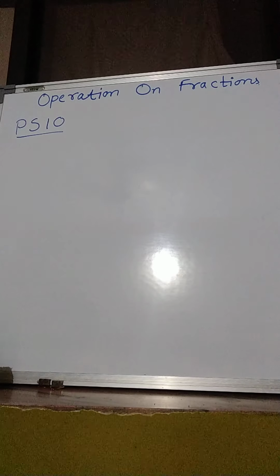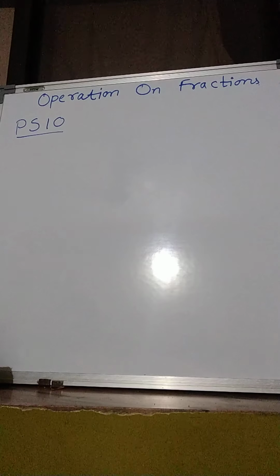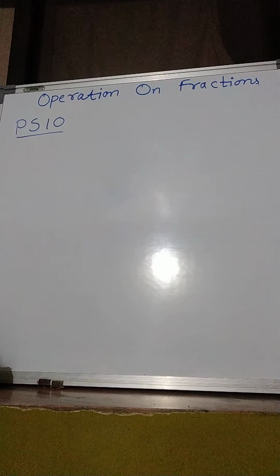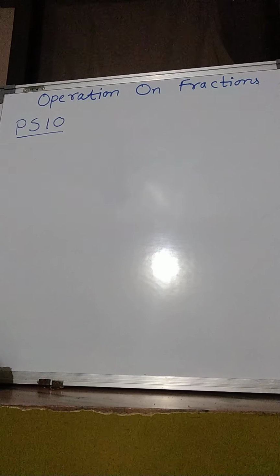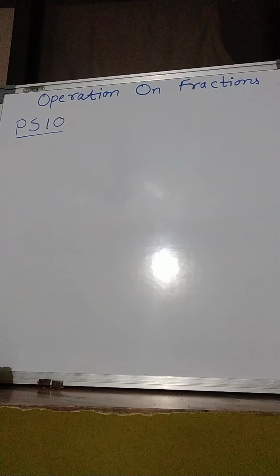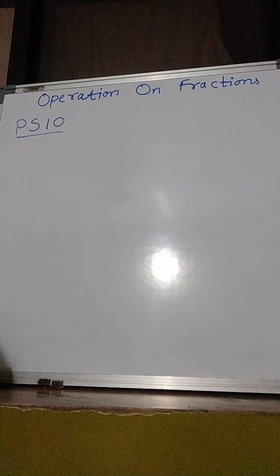Sandeep filled water in 4/7 of an empty tank. After that, Ramakant filled 1/4 part of the same tank. Then, Ramesh used 3/14 part of the tank to water the garden. If the tank has a maximum capacity of 560 liters, how many liters of water will be left in the tank?